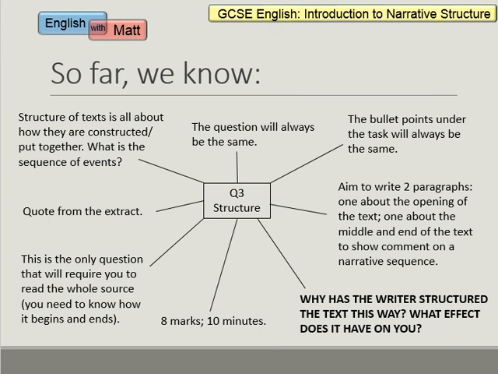So the Eiffel Tower, for example, has been made deliberately. The materials to make the Eiffel Tower have been put together deliberately, and that forms the structure of the Eiffel Tower. Same way with paragraphs in an extract. They have been put together in a deliberate order by the writer. We've got to work out why that order has been chosen and what effect it has on us as readers.